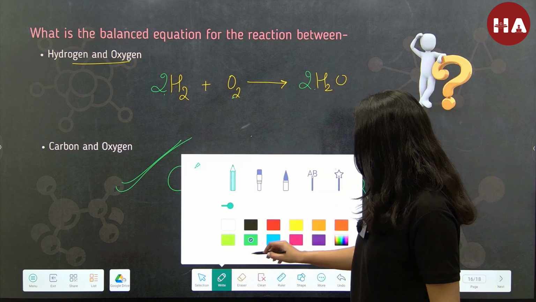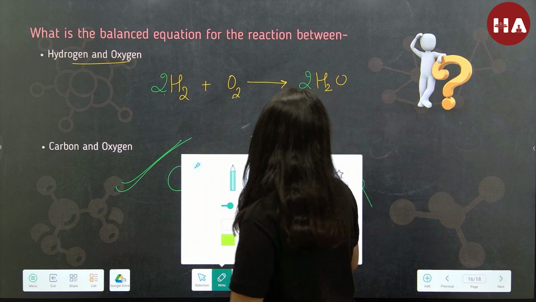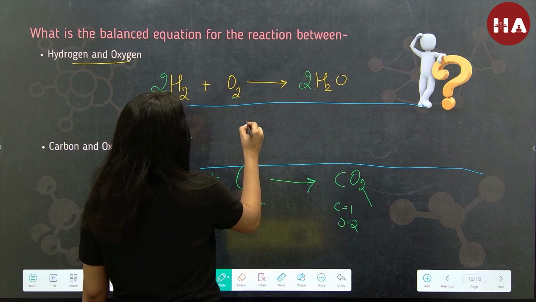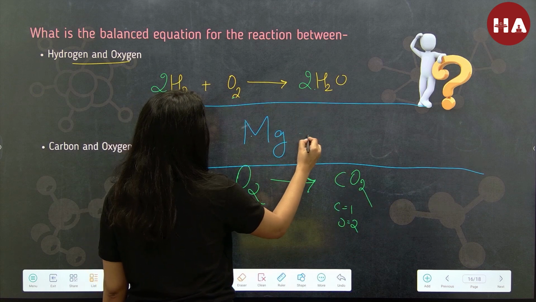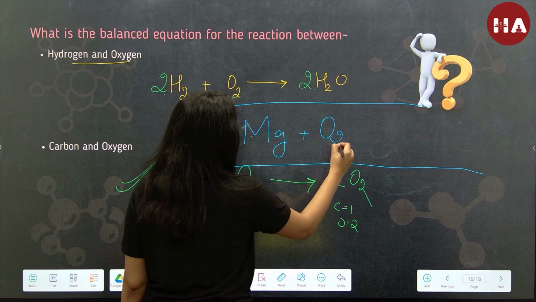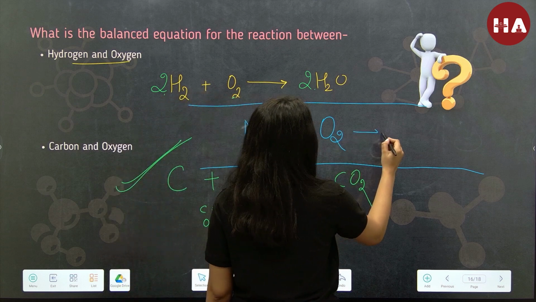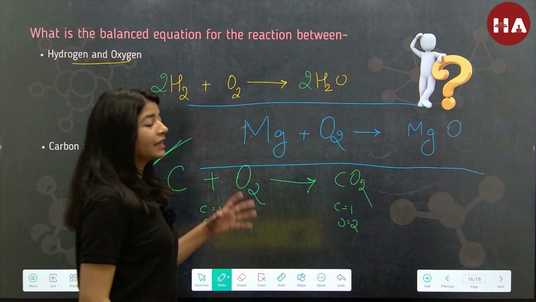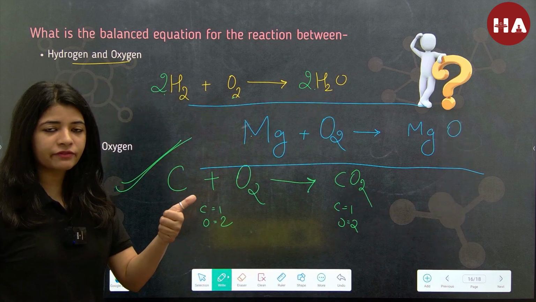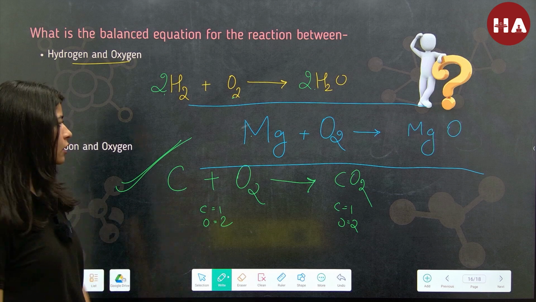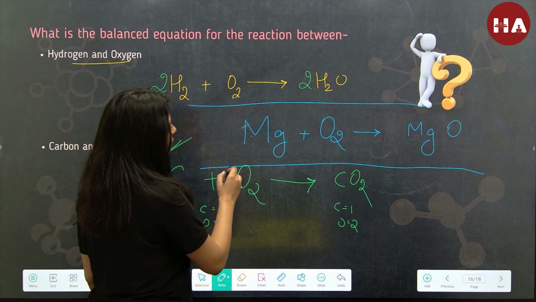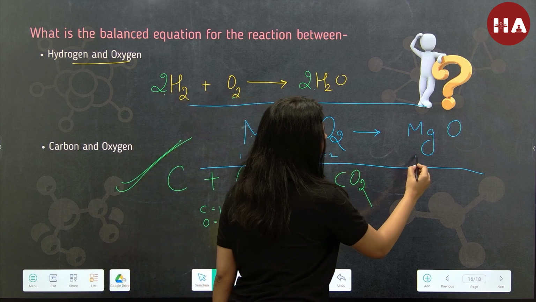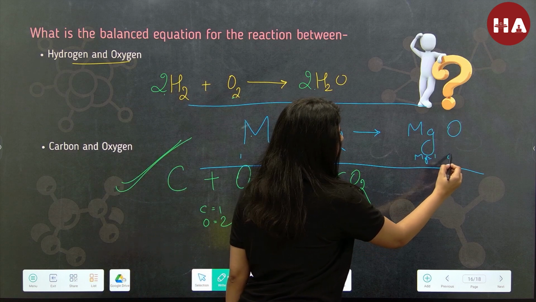So these were the 2 examples. Let's take one more. For example, you have magnesium. You burn it in air in the presence of oxygen and you get magnesium oxide. Now I ask you to balance this reaction. First you need to check if the reaction is already balanced or not. So how many magnesium atoms you can see? 1. How many oxygen atoms? 2. Here how many magnesium atoms? 1. How many oxygen? 1.